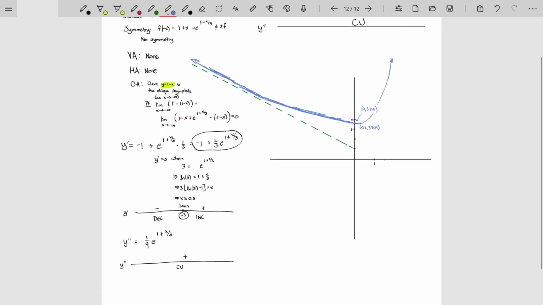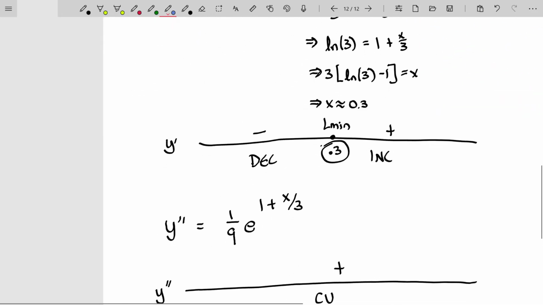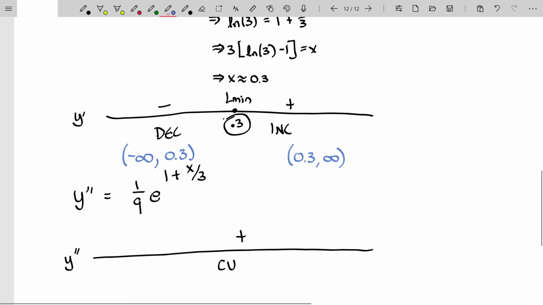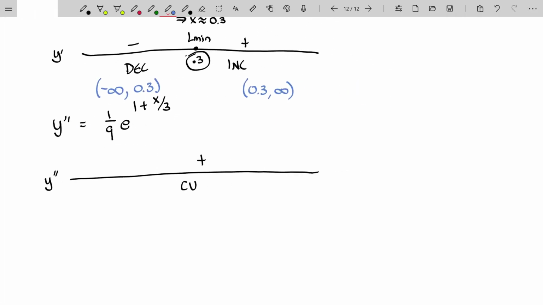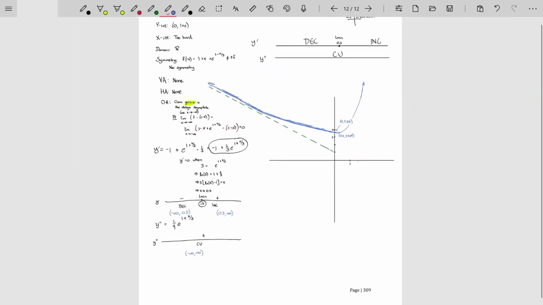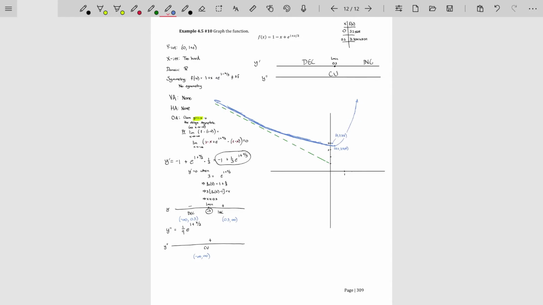I didn't actually, in any of these videos, mention labeling the intervals of decrease or increase, but you know how to label an interval. It goes from negative infinity up to roughly 0.3. That's your interval of decrease. Your interval of increase goes from 0.3 to infinity. And then your interval of concavity, it's concave up on all real numbers. So those are little things that you should know how to do already, so I'm not really super concerned about that. Other than that, we are completely done.